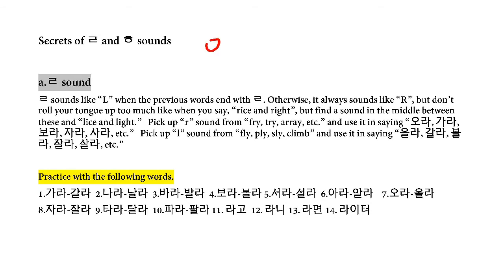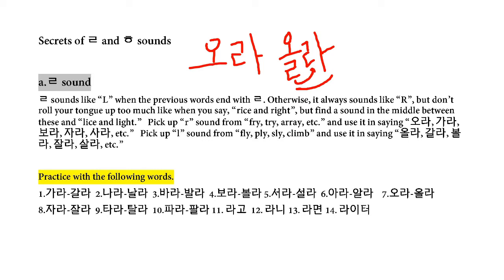So here, read this word. And then this word. Yes, look at this word. This bottom reel is followed by another reel, and then this following reel sounds like L. This single reel sounds like R. So this reel does not have any reel preceding it, so this is R sound, ORA. This following reel has L value. So ORLA.